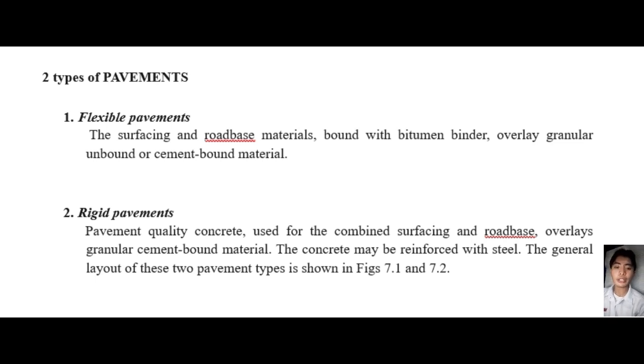After this, we have the rigid pavements. Rigid pavements use quality concrete, which is used for combined surfacing and road base, overlaying granular cement bound material. The concrete may be reinforced with steel. Kasi ginagawa niya siya kapag magsisemento ka, kailangan mo ng steel bars. So the general layout of these two pavement types is shown.